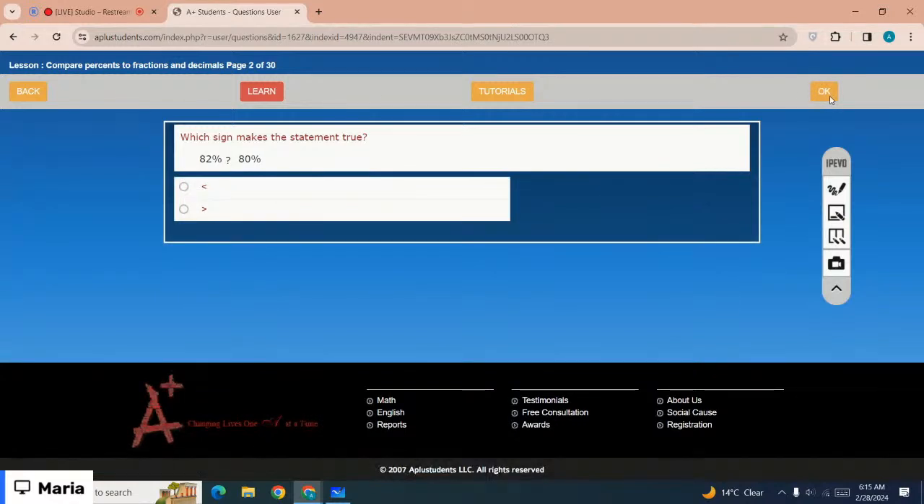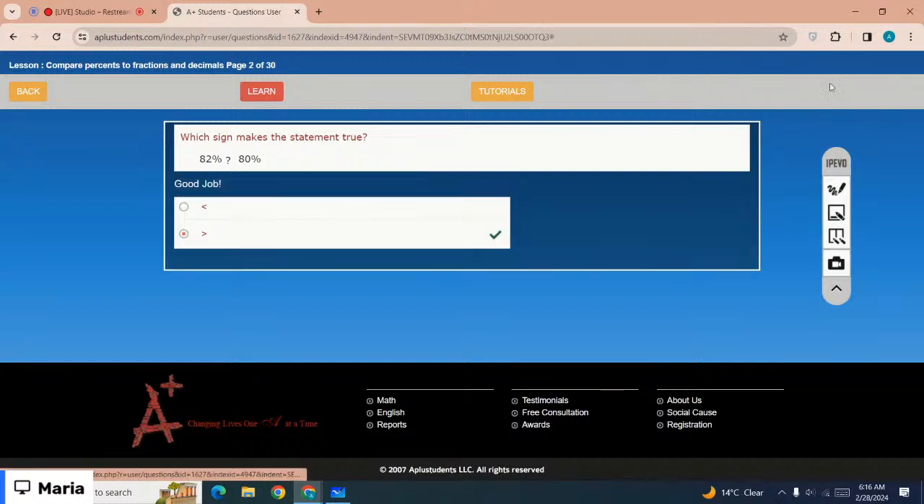Which sign makes the statement true? 82% and 80%. You have to compare. So which is the correct option? Yes, sorry, 82% is greater than 80%, right?